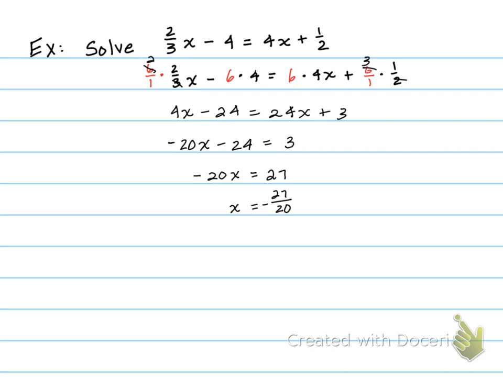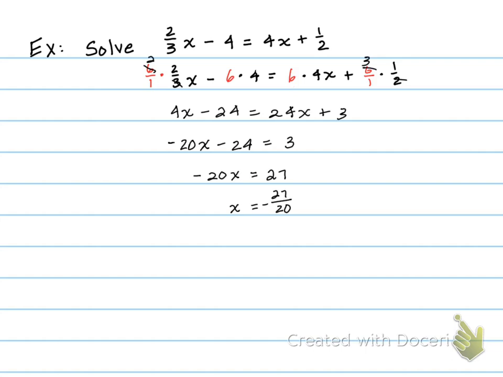If you're not sure if that can be simplified or not, go ahead and do the prime factorization. I know that 27 only has factors of 3. It's 3 times 3 times 3. And 20 doesn't have a factor of 3, and that's why I didn't bother doing the factorization, because I know they don't have anything in common.